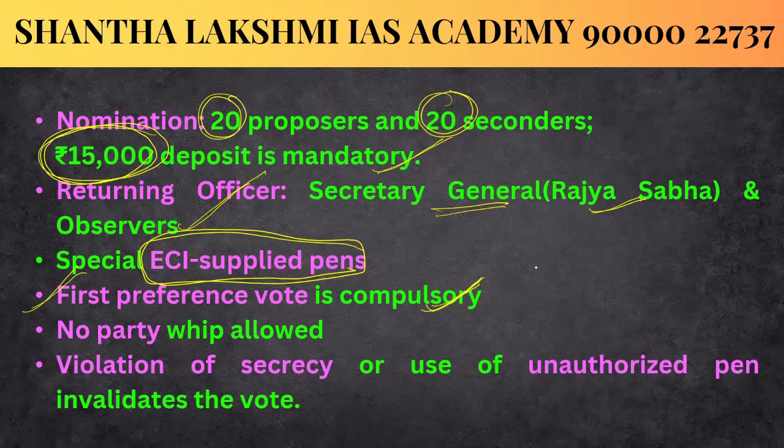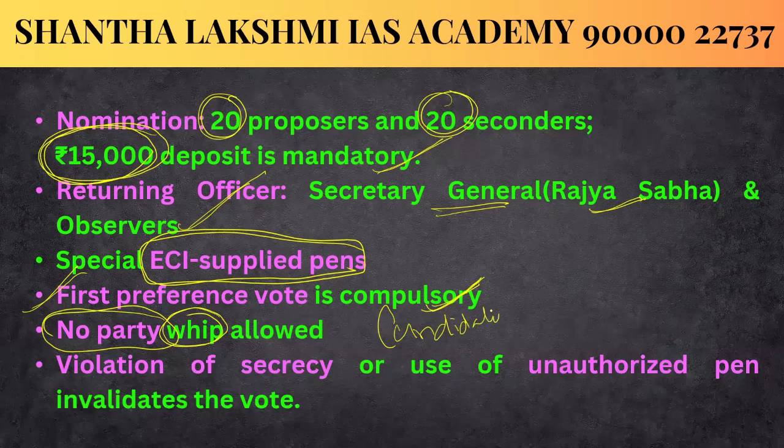The voters, the members of both houses, the Rajya Sabha and the Lok Sabha, must cast their first preference vote. And in this election, no party whip is allowed. What does the party whip mean? The party whip is the person who dictates the terms to the members of the political party. In this election, the party whip mandate is not observed. The candidate can vote independently, irrespective of the decision told by the whip.